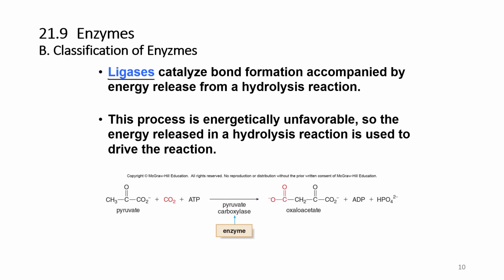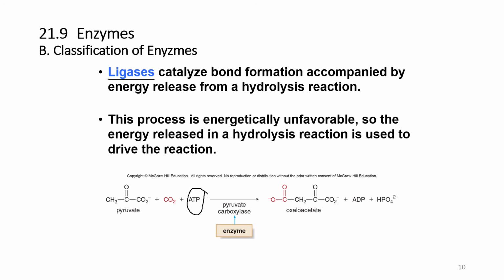This is different from a condensation reaction, which condenses 2 small molecules to make a larger one. The difference here is this, in addition to an enzyme, requires ATP, and the energy comes from the hydrolysis of this ATP molecule. So here we have pyruvate.